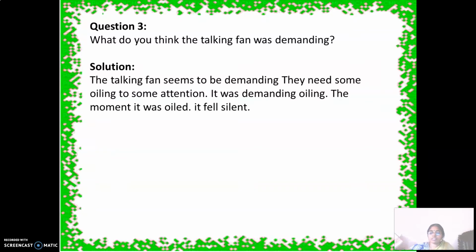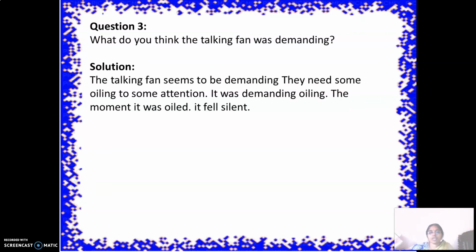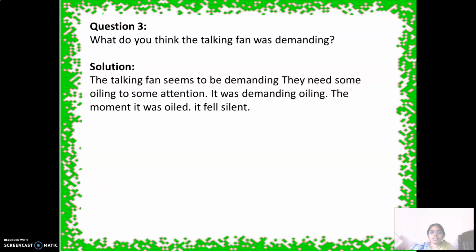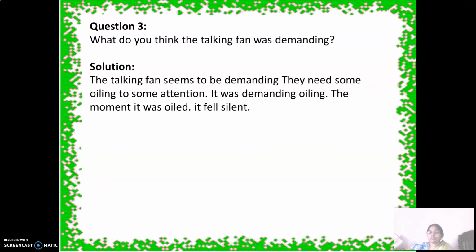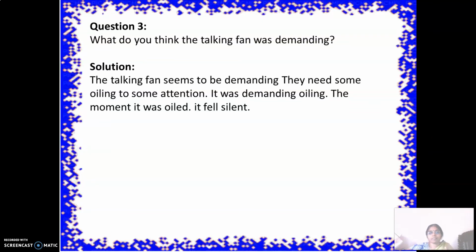What was the talking fan demanding? The talking fan seems to be demanding some oiling, some attention. It was demanding oiling. The moment it was oiled, it fell silent. Right? So what is needed actually? Oil is needed. What do you think the talking fan was demanding? The talking fan seems to be demanding some oiling, some attention. The moment it was oiled, it fell silent.